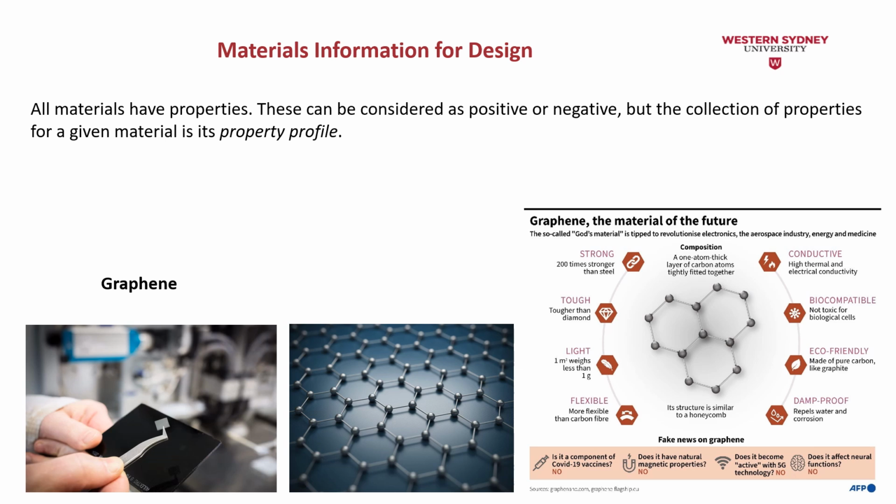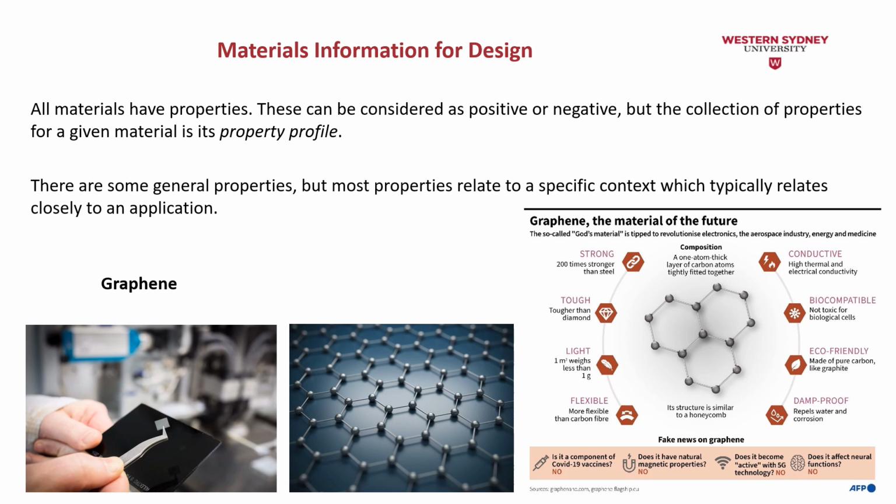So all materials have properties. We know that these can be considered positive or negative properties, but the collection of the properties for a given material is a property profile. There are general properties, but most of the properties relate to specific contexts, which typically relate closely to an application. I think we did that last week, for example, when we used the software and found the mechanical properties and general properties, and tried to understand how they vary and how we can make a selection of materials based on the application. We're going to continue with that this week as well.